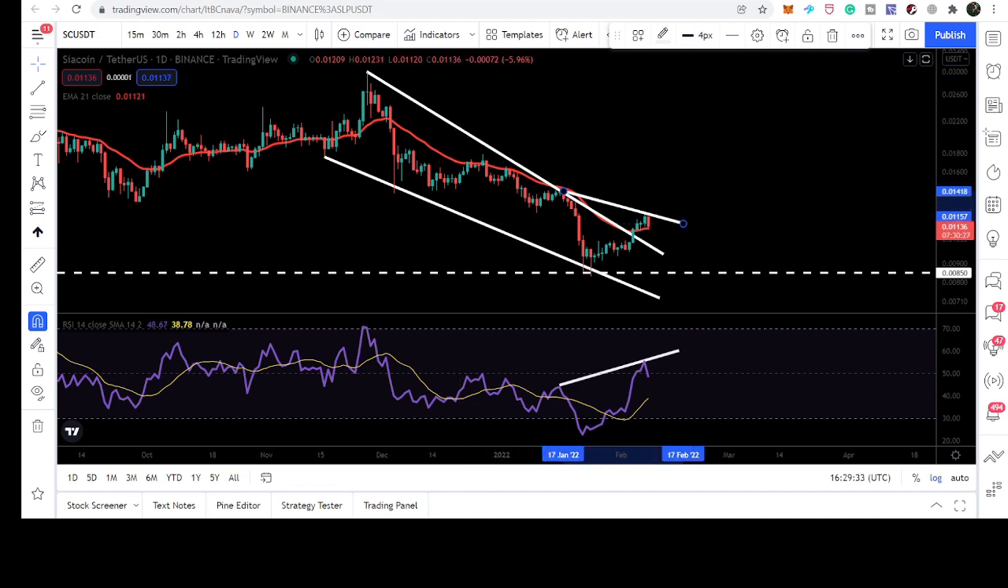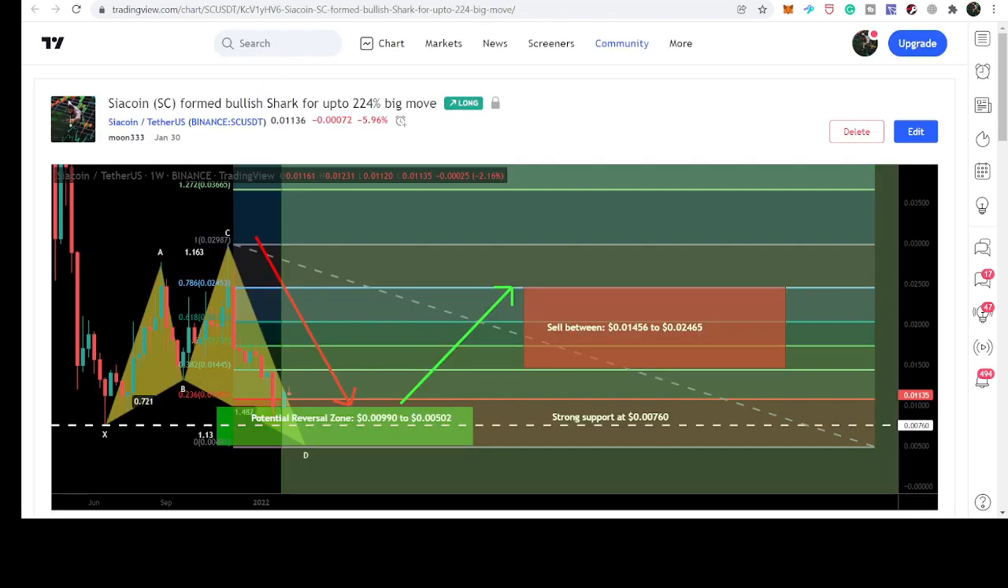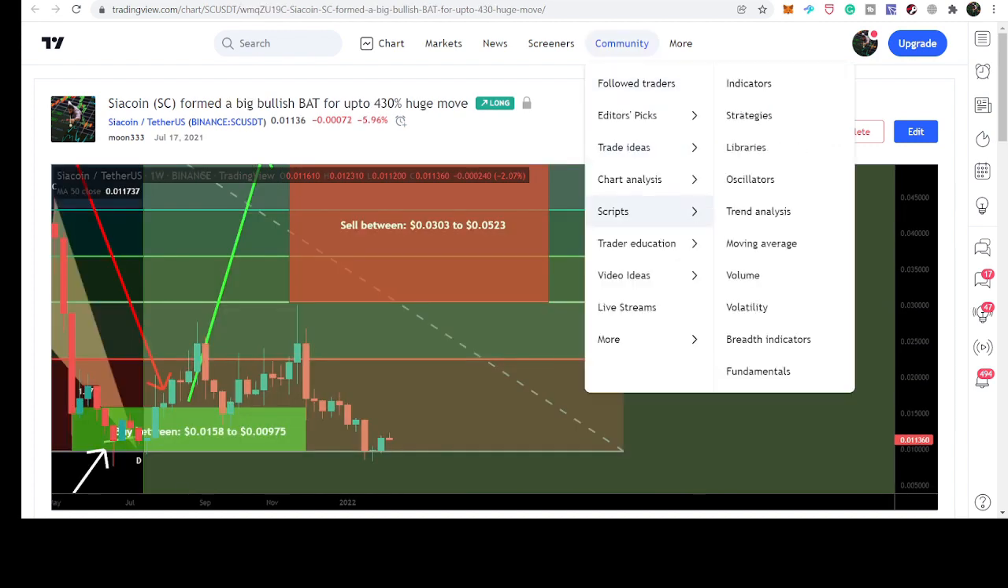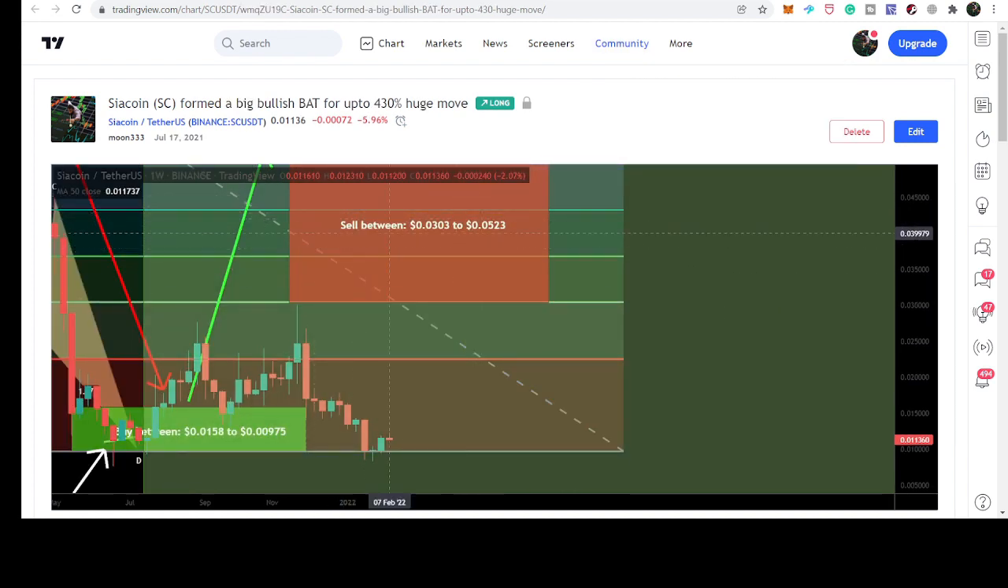However, our sell targets, first, according to this chart, are from 1.4 cents and go to 2.4 cents. And as per the bigger chart, are from 3.3 cents, or approximately from 3 cents to 5.2 cents. So this was the update so far.